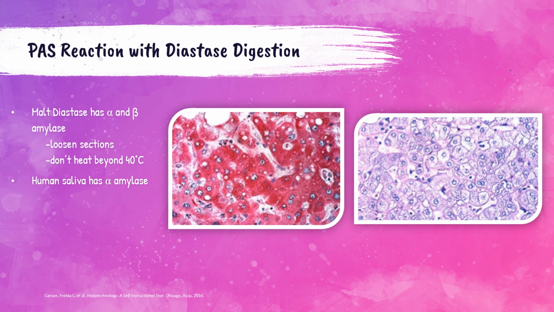Now the photo on the left-hand side of the slide here shows a fatty liver section that is stained using the PAS reaction with hematoxylin, or PASH stain. This is not digested. The photo on the right-hand side is the same tissue that is stained with the PAS reaction with hematoxylin and then has been digested with the diastase.